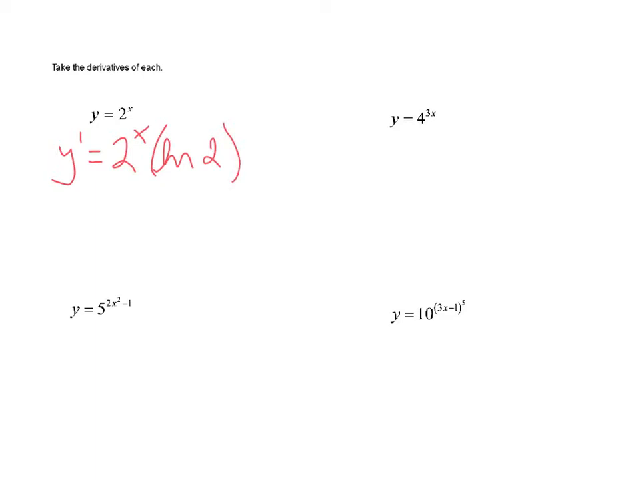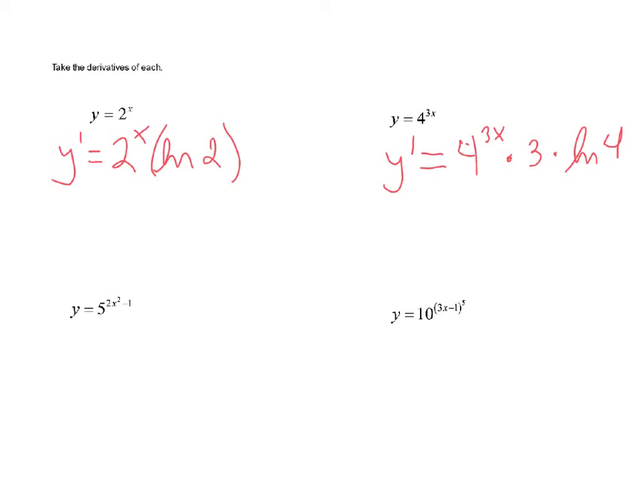Done. Okay, and how about this? If I take the derivative of 4 to the 3x, the derivative is 4 to the 3x, and don't forget you have to do the chain rule, so times 3, and times, don't forget, it's not e, so you have to multiply by ln 4. Okay.